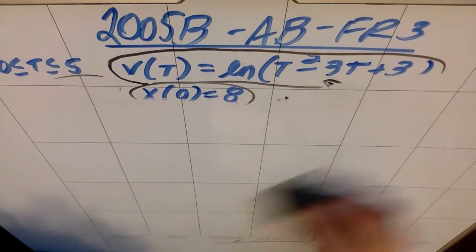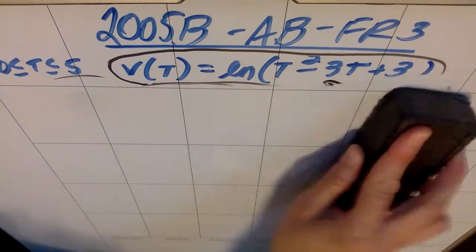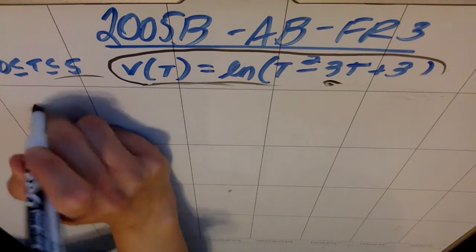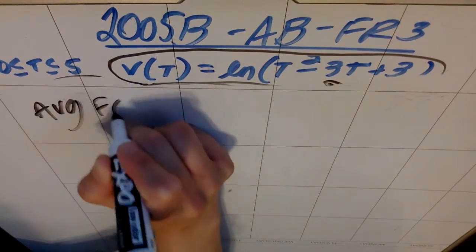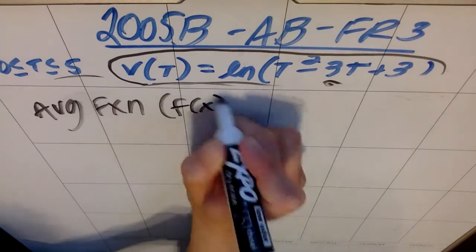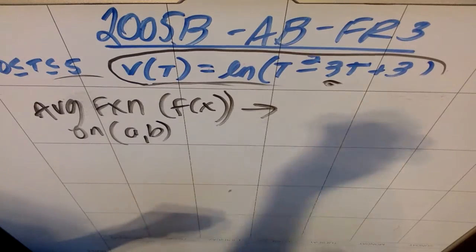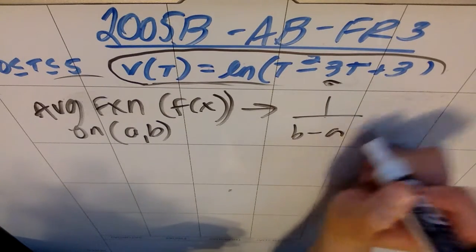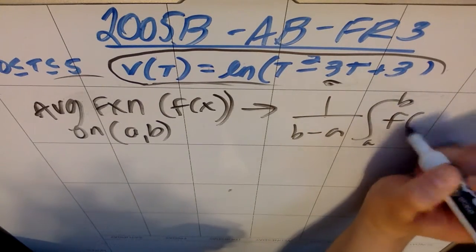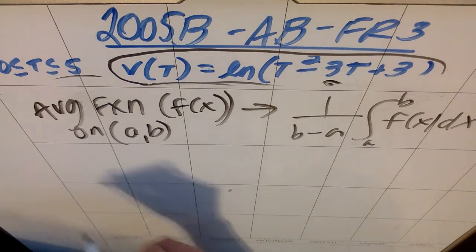So the trick is that if you're asked to find the average of a function, any function, let's say f of x, the way you find that on some interval from a to b is by doing 1 over b minus a times the integral from a to b of that function. So here's the tricky part of this.